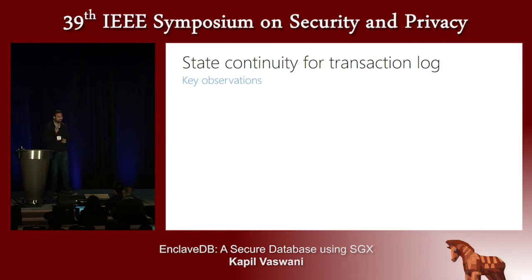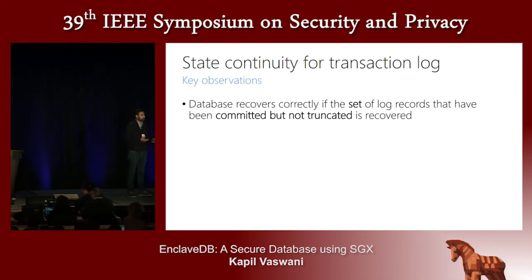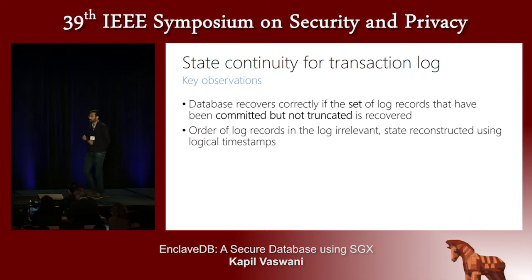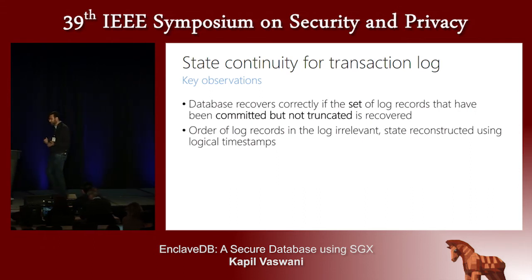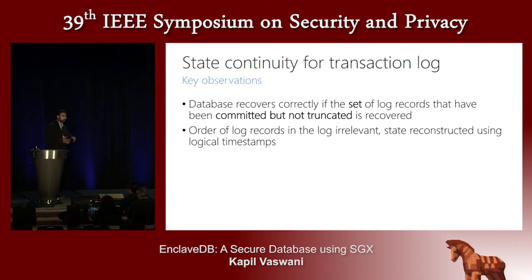And this relies on some key observations that hold in the context of a database, specifically an in-memory engine. These observations are as follows. In a database like ours, it's enough for the database to recover, when a failure occurs, with the set of log records that have committed but have not previously been truncated from the log. More specifically, the order of the log records in the log doesn't really matter. So we don't have to ensure that when we read the log, we recover the log records in exactly the same order, because the order is based on a logical timestamp that the database engine has assigned and embedded in the log record.